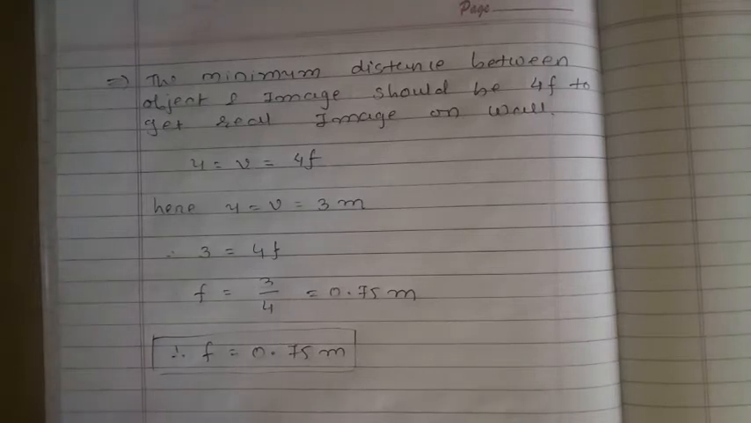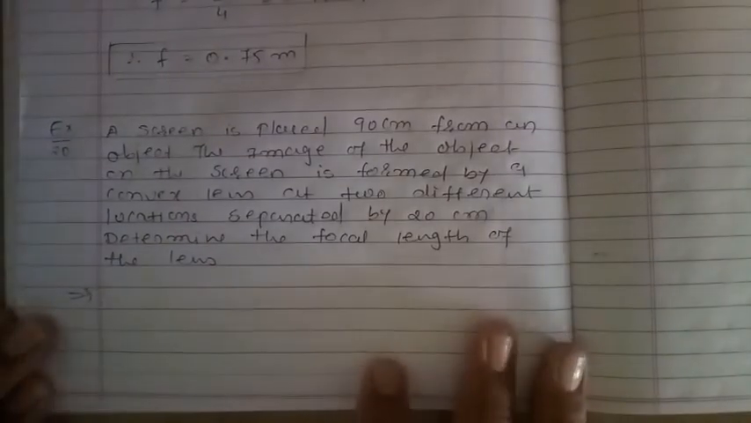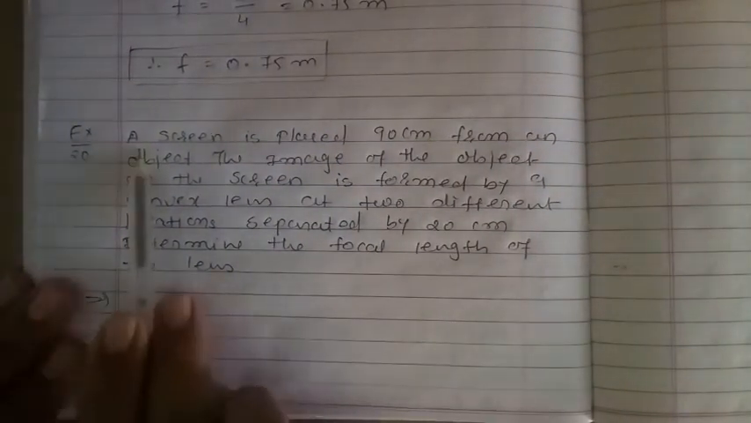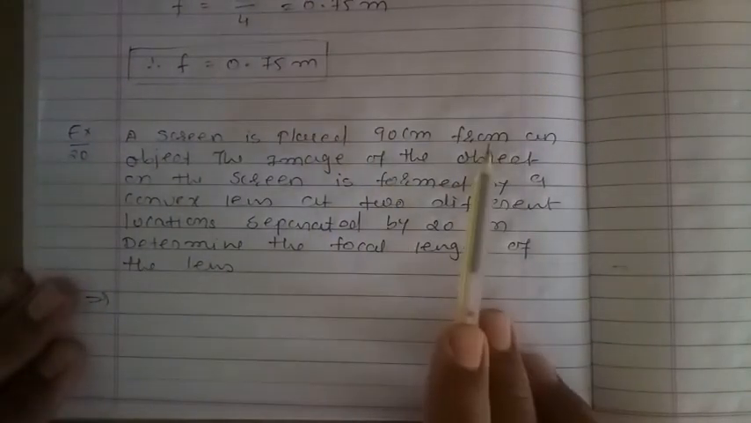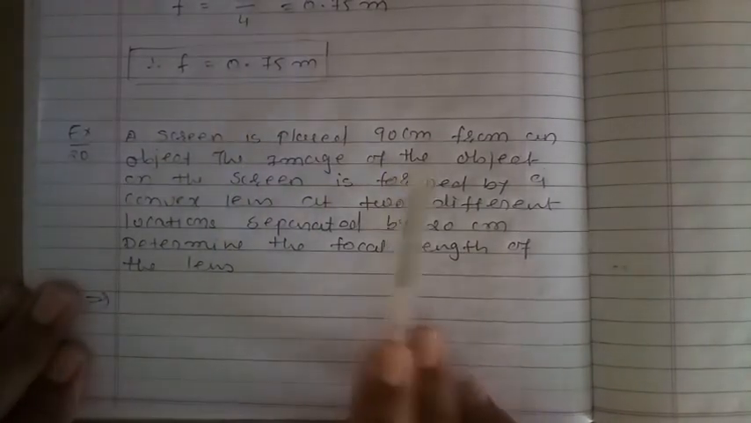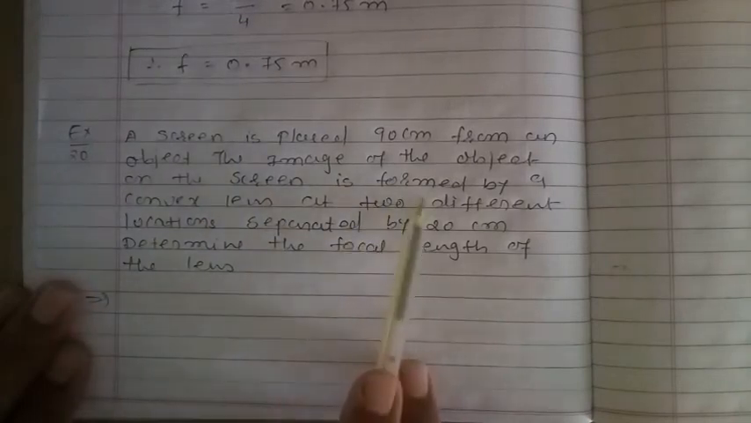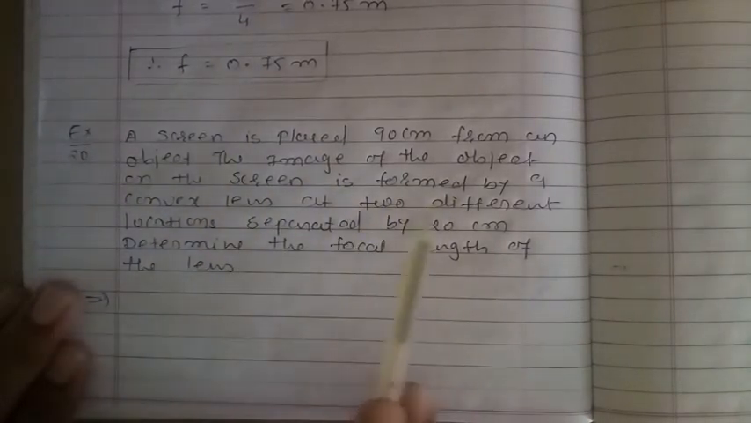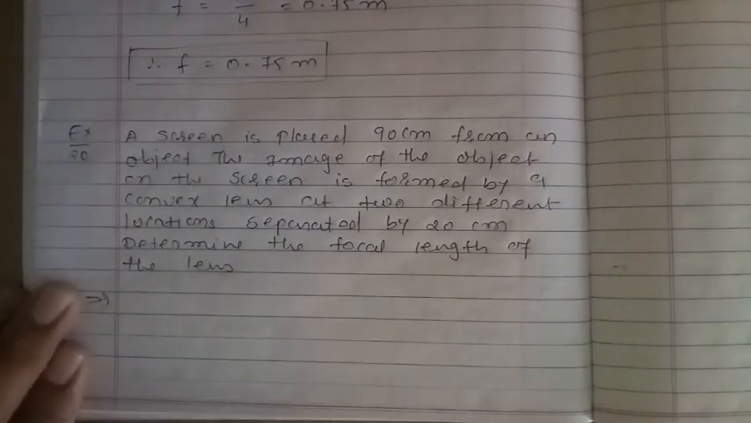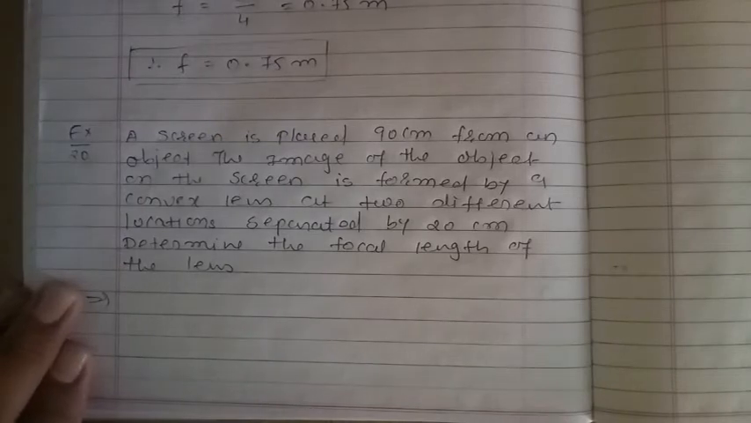Okay, now we discuss our next example, example number 20. A screen is placed 90 centimeter from an object. The image of the object on the screen is formed by a convex lens at 2 different locations separated by 20 centimeter. Determine the focal length of the lens, right? So friends, here in this question we have to find out the focal length of the lens.